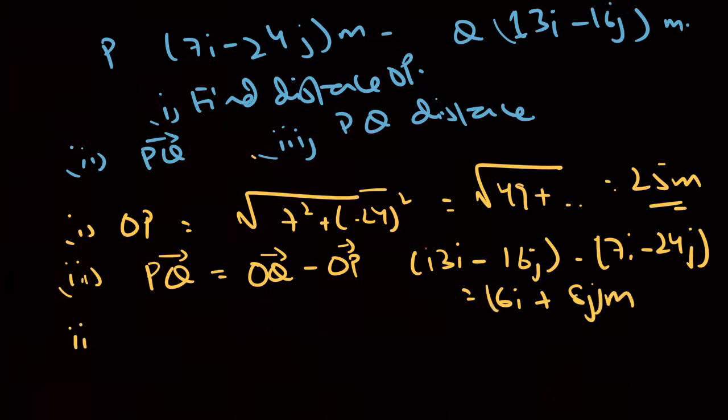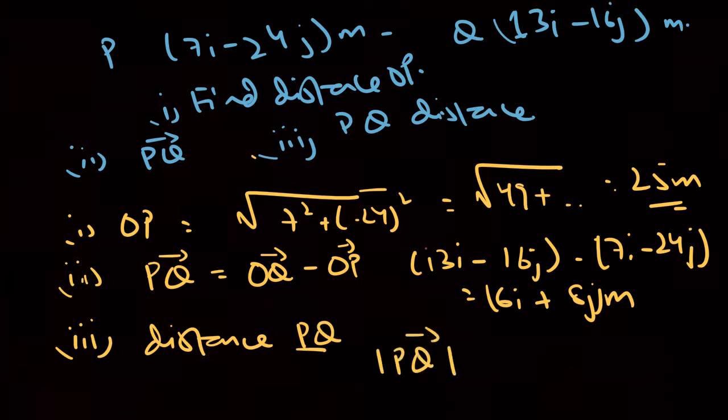Then coming to part 3. Part 3 tells us to find the distance PQ. So the distance PQ is the root of 6 squared plus 8 squared, which is equal to 10 meters.